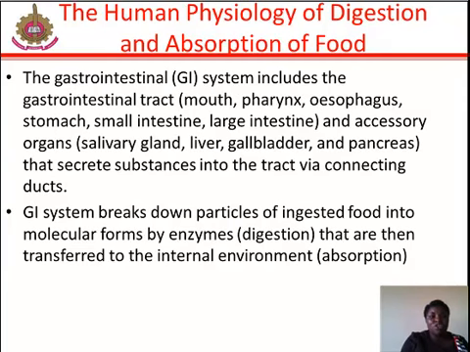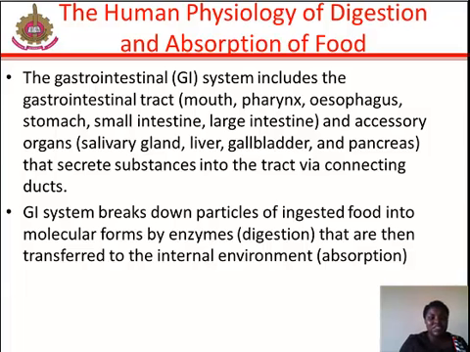The human physiology of digestion and absorption of food. The gastrointestinal system includes the gastrointestinal tract, which comprises the mouth, the pharynx, the esophagus, the stomach, the small intestine, and the large intestine, and also other accessory organs like the salivary glands, the liver, the gallbladder, and the pancreas that secrete substances into the tract via connecting ducts.